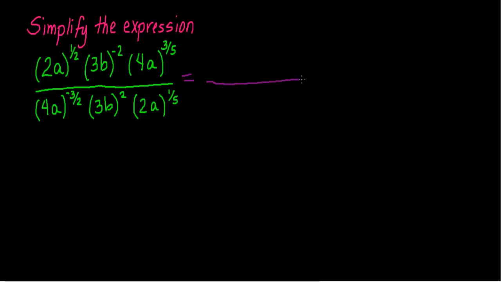You will have in the numerator this 1/2, you multiply by each one of the exponents. So 2 has an exponent of 1 and a has an exponent of 1. So 1 times 1/2 and 1 times 1/2. That's the idea. So this will give me 2 to the 1/2 power and a to the 1/2 power. Next parentheses, you get 3 to the -2 power and b to the -2 power. Next parentheses, you get 4 to the 3/5 power and a to the 3/5 power.